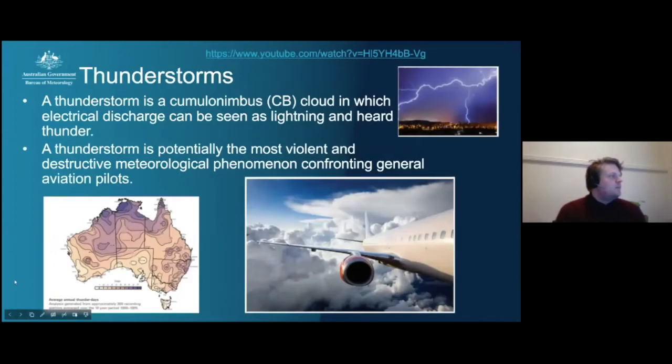Next slide, please, Gina. So we'll go on to thunderstorms now. As Gina mentioned before, it's a cumulonimbus cloud in which electrical discharge can be seen as lightning and heard as thunder. So if we have a cloud that's developing, you have a cumulus starting off, it starts growing and growing, and then it gets to a point where it's got enough energy to create that lightning.